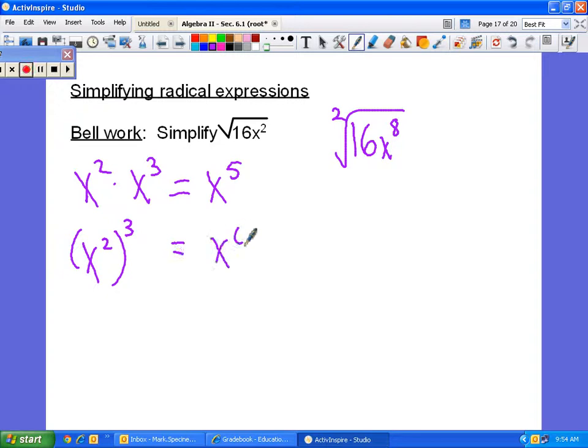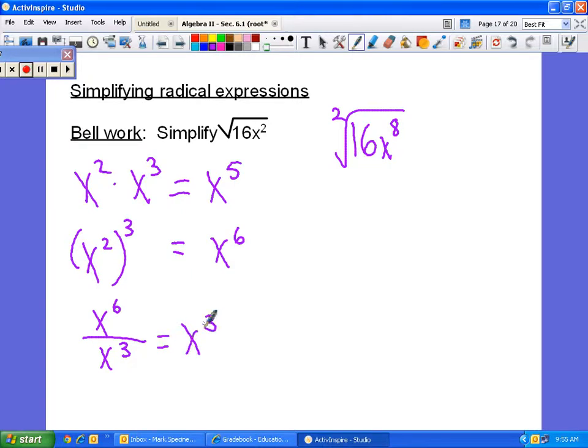It's x to the sixth. So when I am raising something to another power, I multiply the exponents. Okay, now if I have x to the sixth, and I divide that by x to the third, you subtract the exponents.